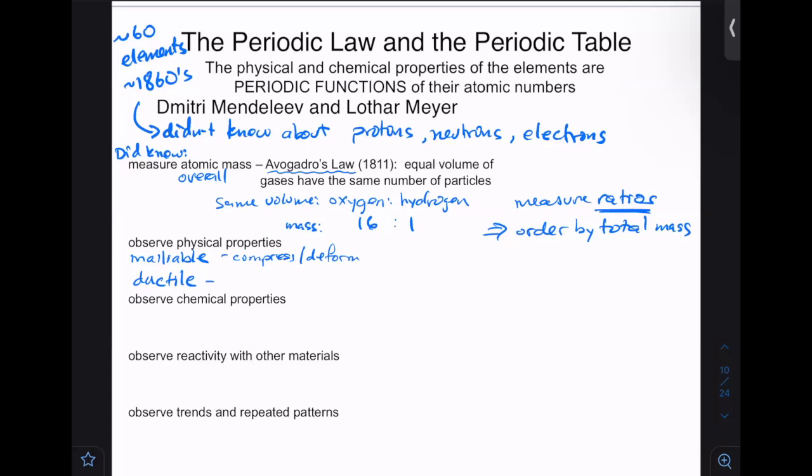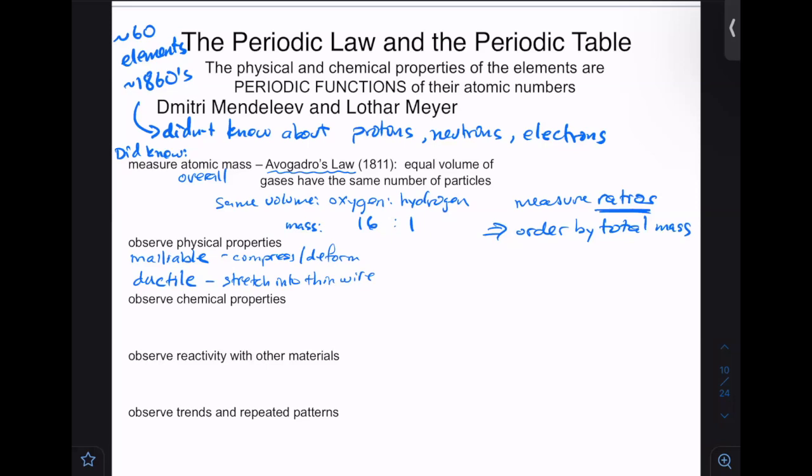Ductile, anyone know what ductile means? I should have asked for malleable too. Sorry, you raised your hand? You can stretch it out into a thin wire without it breaking, okay? Yeah, that's ductile. So stretch into thin wire. Like, you know, copper. Copper is very ductile, right? These are things that they can measure at the time.